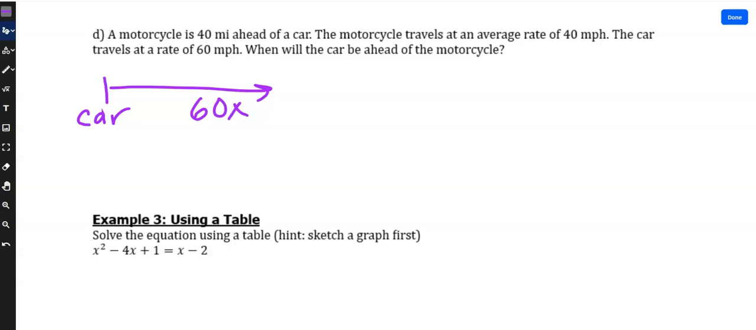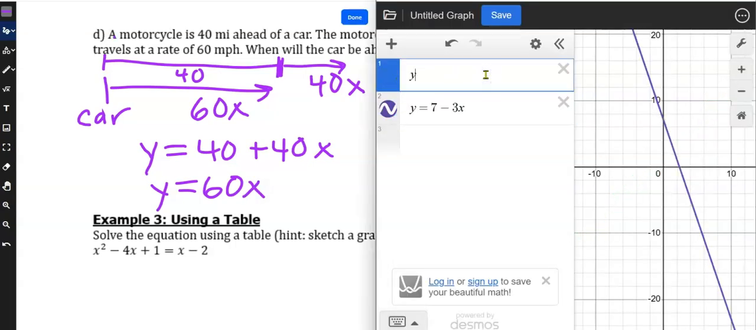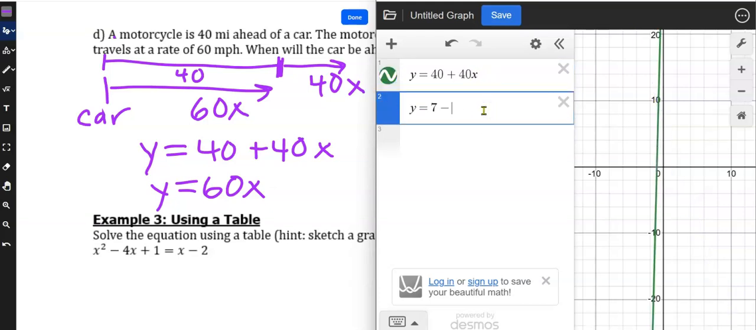Okay, let's let x represent the amount of time. Okay, but the motorcycle was over here 40 miles ahead, and it's traveling 40 miles an hour, so that's 40x. So we're really going to have two equations. We're going to have y equals 40 plus 40x, and then the other one is just y equals 60x, right? Because it started at 0. So if we jump back over here and do what we have been doing, you've got the motorcycle, 40 plus 40x, and then we have the 60x.